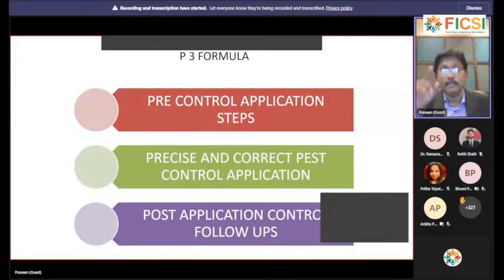So the P cube is a very important step for the food industry, like our D4, with which we are very well versed: deny entry, deny shelter, deny food, and destroy. The P cube is the modern idea of helping the pest control management system work: pre-control application steps, the precise and correct pest control application, and post-application control follow-ups.